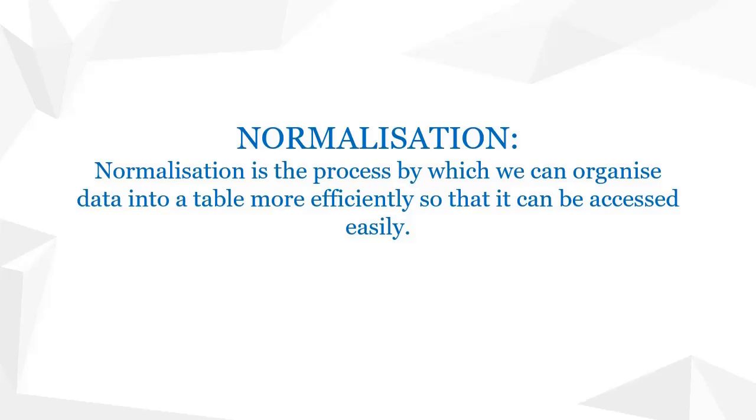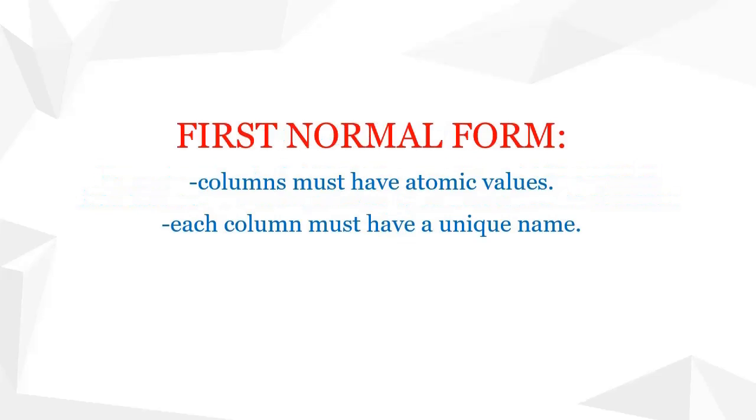Basically we have 4 normal forms: first normal form, second normal form, third normal form, and finally the Boyce-Codd normal form. The Boyce-Codd normal form is not necessary, but if you want you can use it. But in this session we'll discuss only 3 normal forms. Now let us get started with the first normal form.